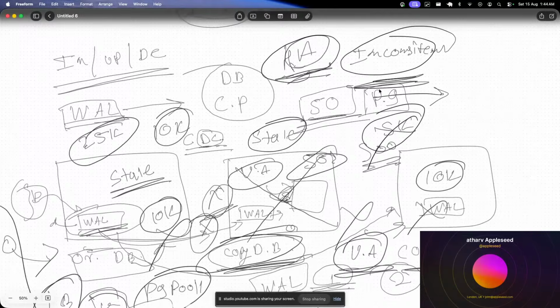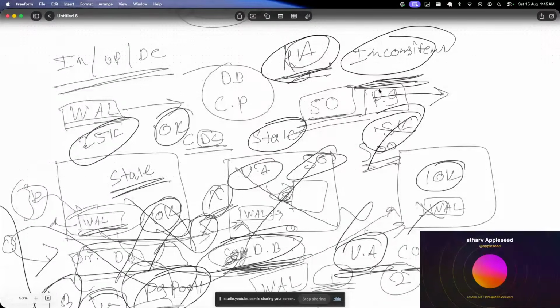Also, there might be a case where our original database itself goes down. This can happen. So what to do now? Actually, PgPool handles this. PgPool will route the write requests directly to either of the databases. So this copy DB actually becomes our primary database. This will become our primary database.